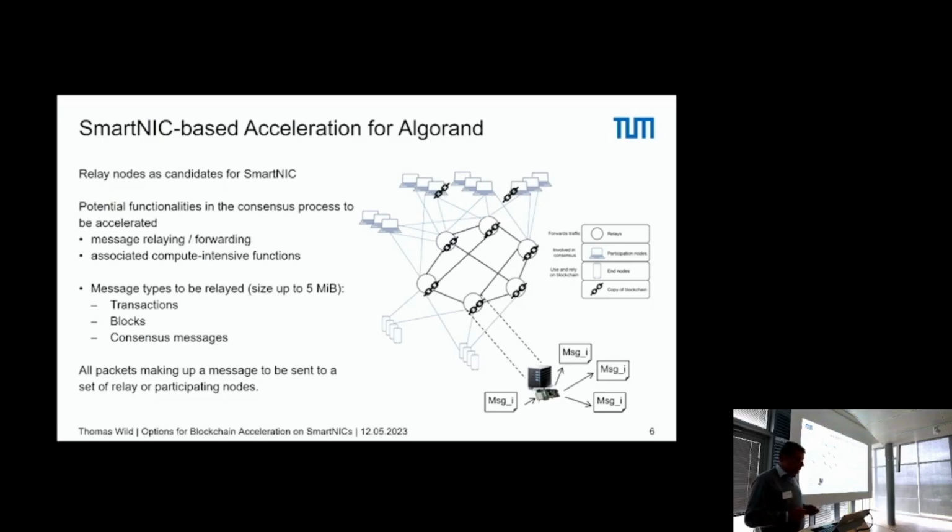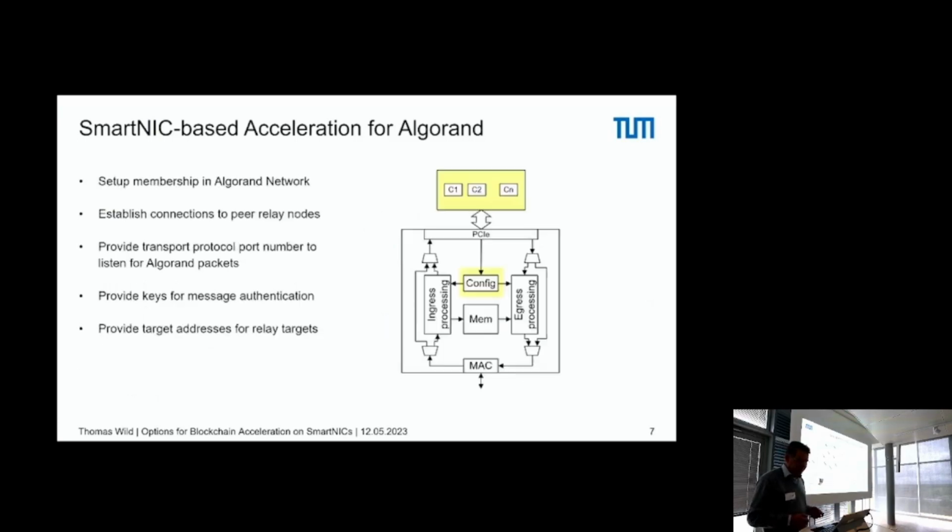Then all packets that make up a message would have to be sent to a set of relay or participating nodes according to the consensus protocol. Here we see it symbolized: we have our node with our SmartNIC, and one incoming message might have to be replicated to several outgoing targets.